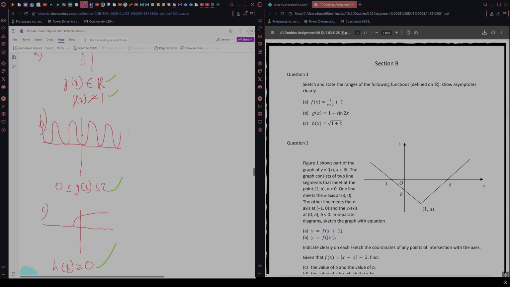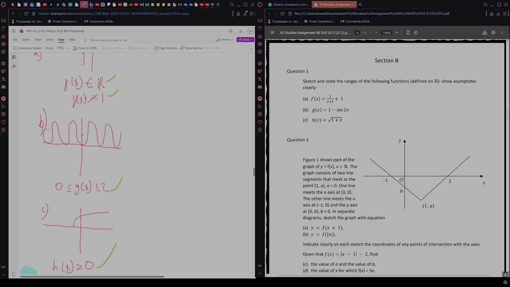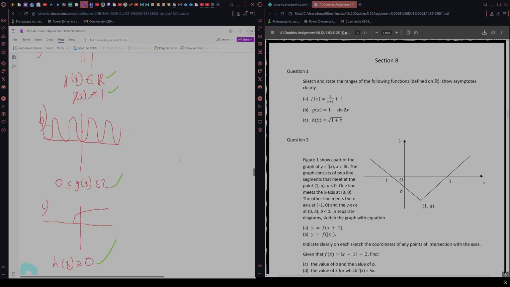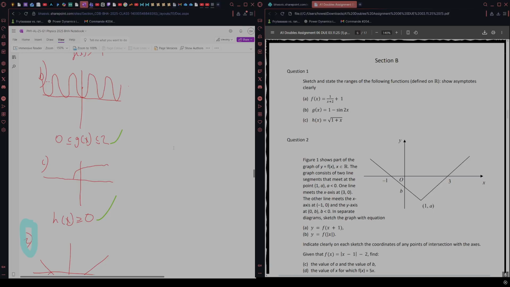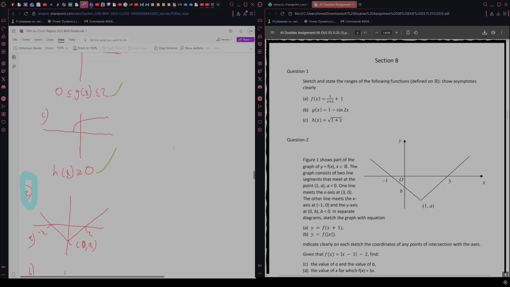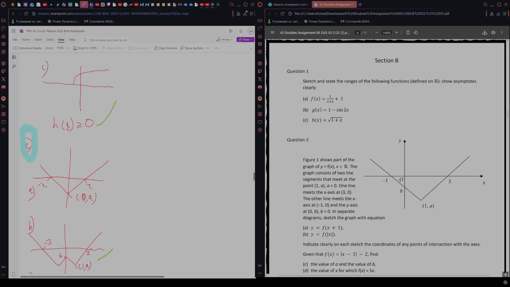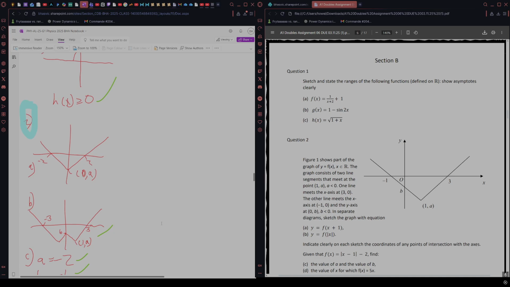So next question, we have a big question about modulus and some functions. Firstly, it's asking us to sketch these graphs. So here we're just translating it to the left, and here we are reflecting the right part in the left part, so we're reflecting the positive x part into the negative x part and replacing the negative x part with the reflection.